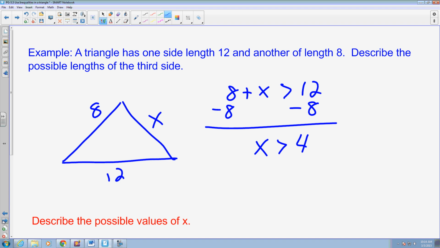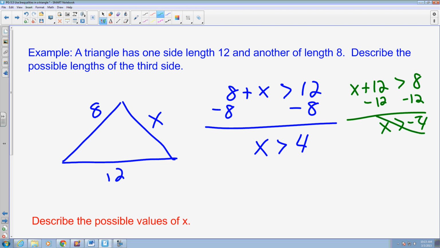And then if I were to look at another route, I would have to say that x plus 12 must be greater than 8. So go over here. If I subtract 12 from both sides, I get x is greater than -4. Well, -4 is not a distance you can use, so all they're telling us is that x must be greater than 4. So anything that's greater than 4 will make that into a triangle.